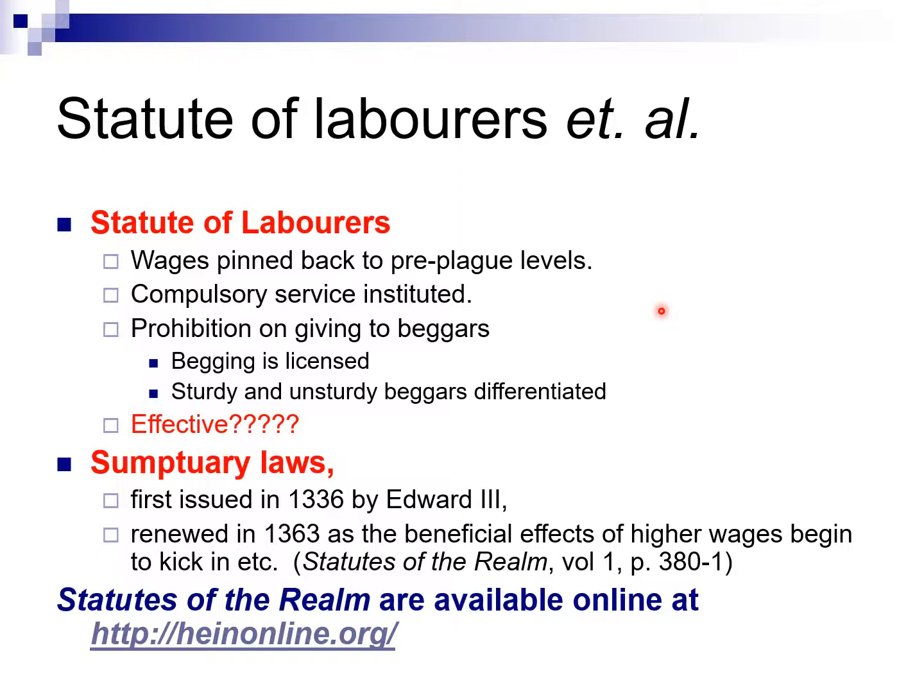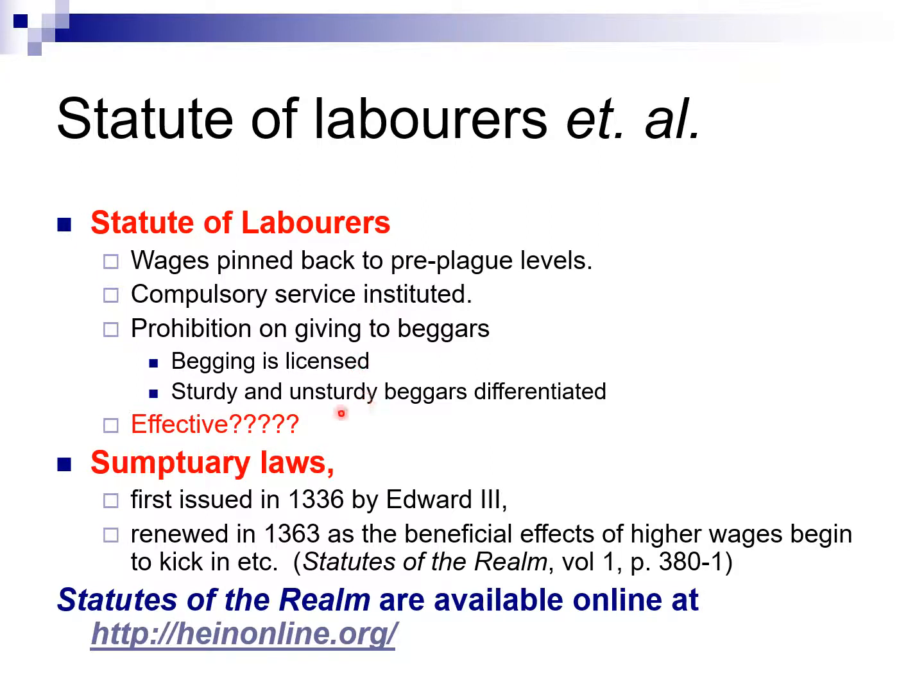There's also a prohibition on giving money to beggars. Begging is to be licensed going forward. The idea is that we could tolerate beggary before when we had more workers than we knew what to do with, but at a time of labor shortage, being a beggar is unacceptable. You have to go take work as is available unless you're licensed.